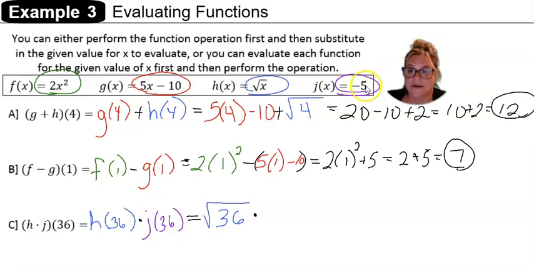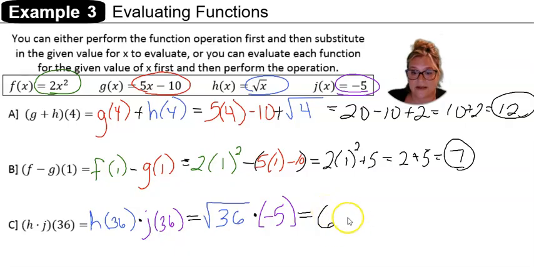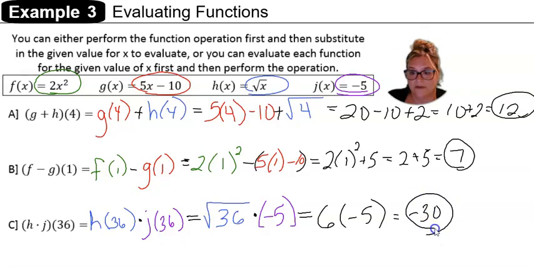There is no x on this side of the parentheses, so there's nowhere for me to substitute the 36. It doesn't matter what the x is, the constant is a negative 5. I'm going to put that in parentheses because of that negative. And now we're ready to simplify. The square root of 36 is 6, and then we multiply that times negative 5, which is a negative 30.